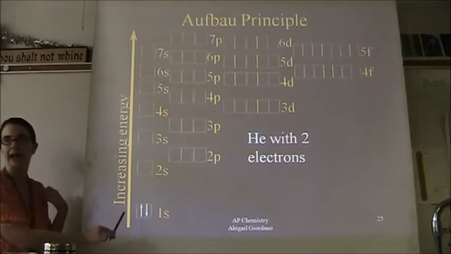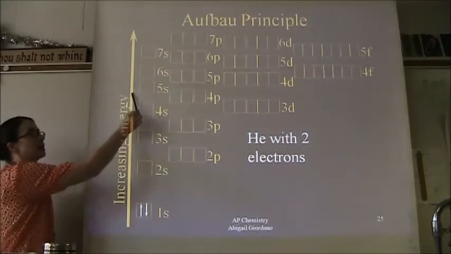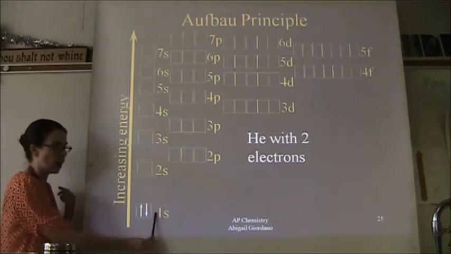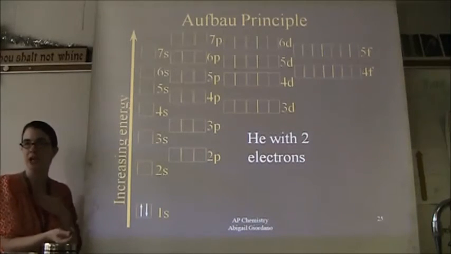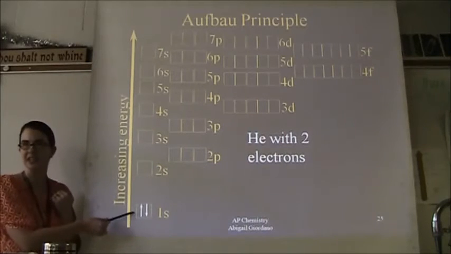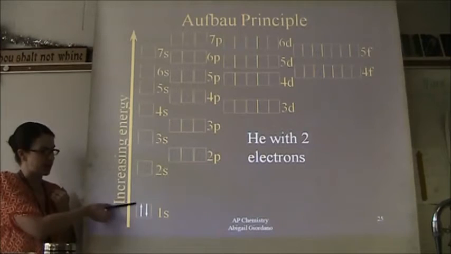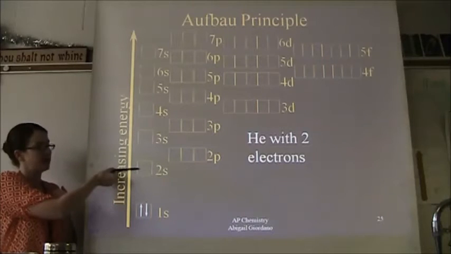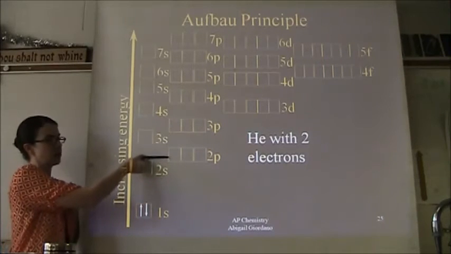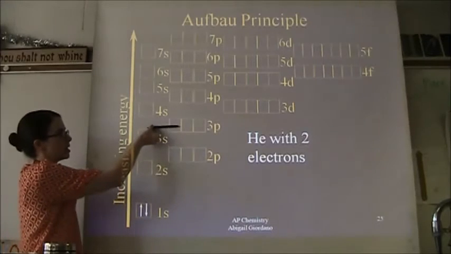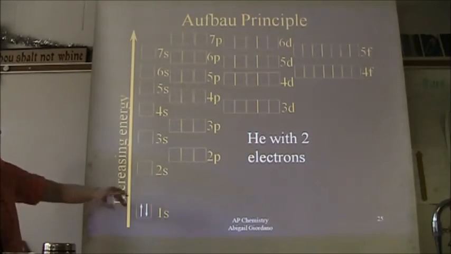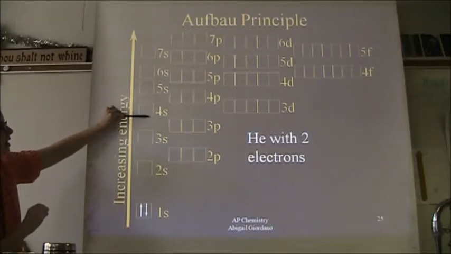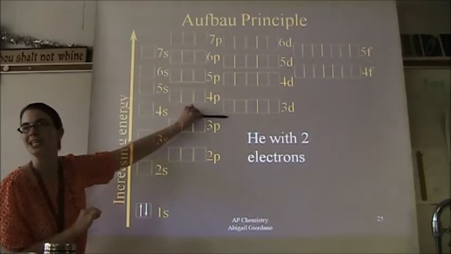And look what's on the y-axis. Increasing energy. What I'm trying to show you here is the 1s sublevel, the very first one we come to, is the lowest in energy content. What's next? We're moving up the y-axis. 2s is the next highest in energy, then 2p is a little higher, then 3s, then 3p. It's hard to see this, but can you all see that 4s is slightly lower than 3d? Can you see that?